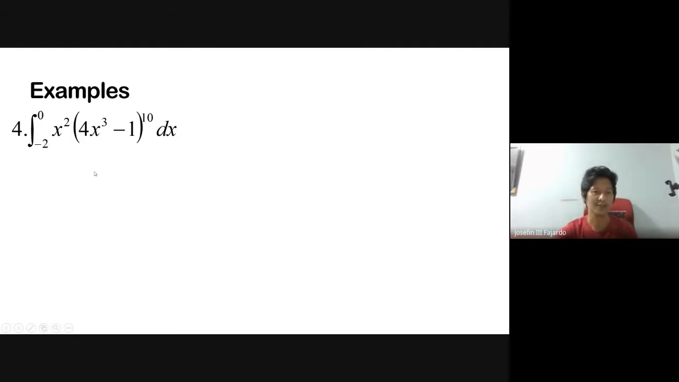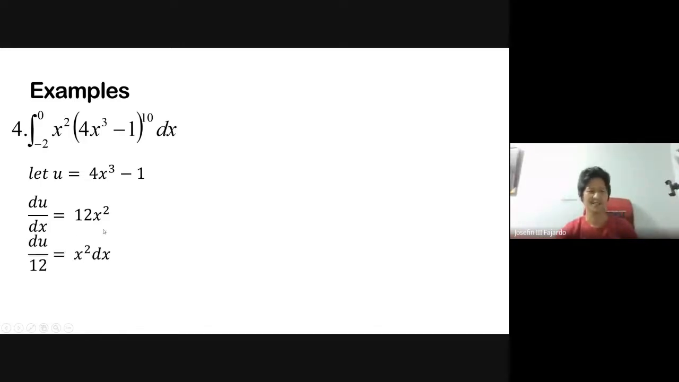So again, if we let u to be 4x cubed minus 1, if we get the derivative, that will turn out to be 12x squared. So we can actually have x squared dx here. So we solve for x squared dx. So x squared dx is du over 12.